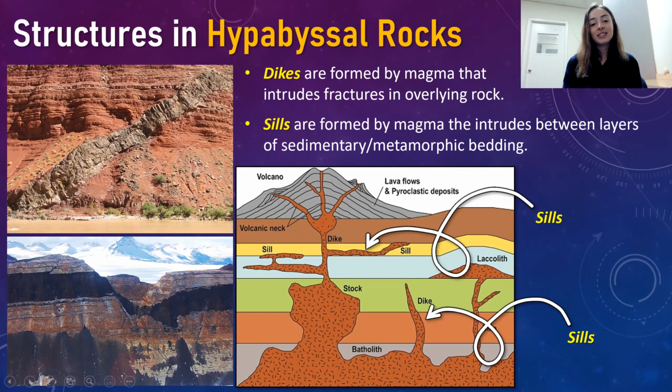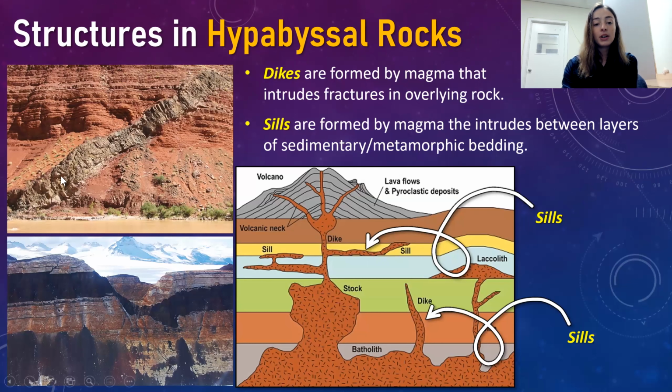Next, dikes and sills. Dikes and sills are similar, as we can see in this figure. Dikes just are vertical and sills are horizontal. The reason for this is because dikes are formed by magma that intrudes fractures in the overlying rock. So they come up and intrude fractures and go across layers of the overlying rock, whereas sills are formed by magma that intrudes in between sedimentary or metamorphic layering. And so we can see these sills are horizontal because they're going in between bedding planes rather than across them through fractures like dikes are.